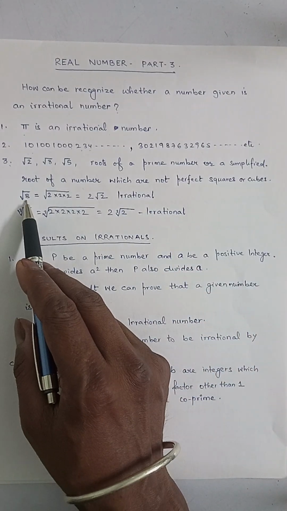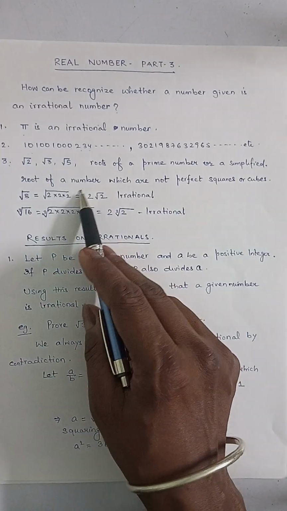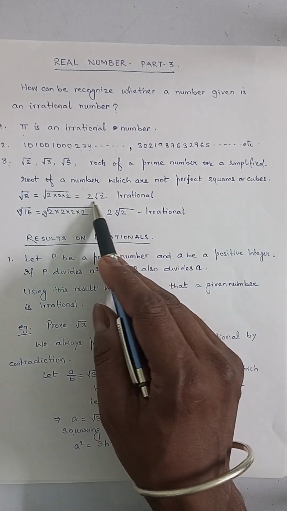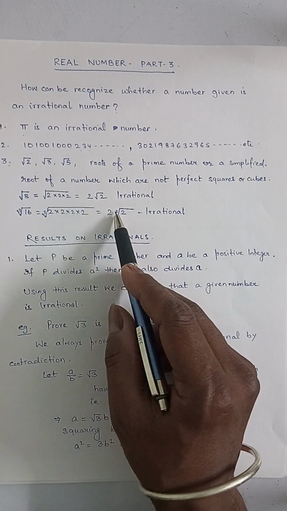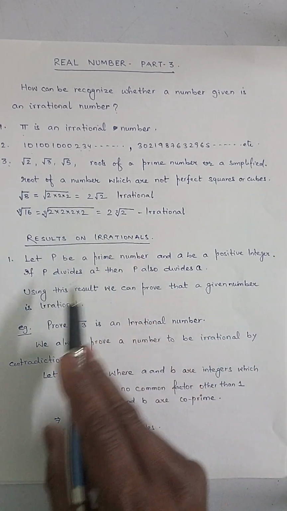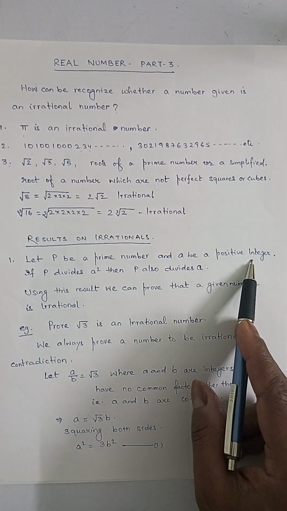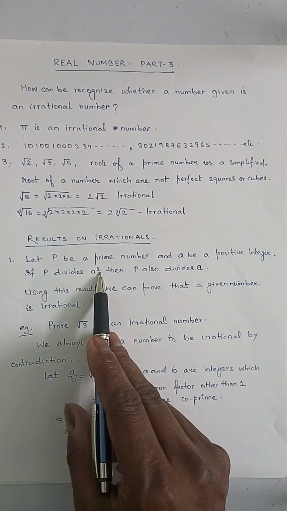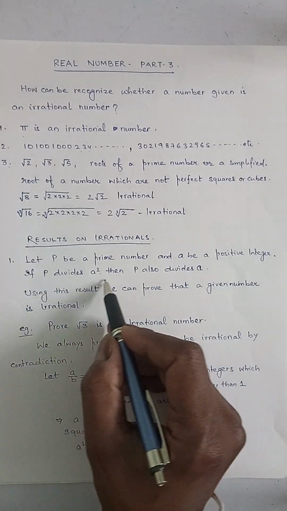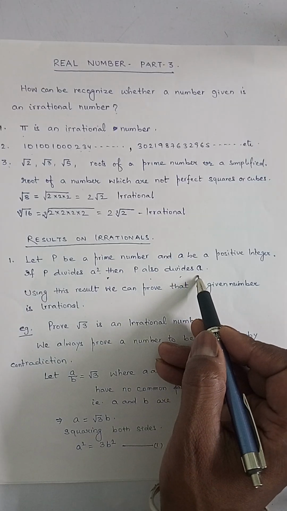So here square root of 8 and cube root of 16 are irrational because we are not able to find a perfect number, that is, we cannot simply simplify to get it out of the roots. Results on irrationals: let p be a prime number and a be a positive integer. If p divides a square, then p also divides a. This rule has to be followed in order to prove that a number given is an irrational number.